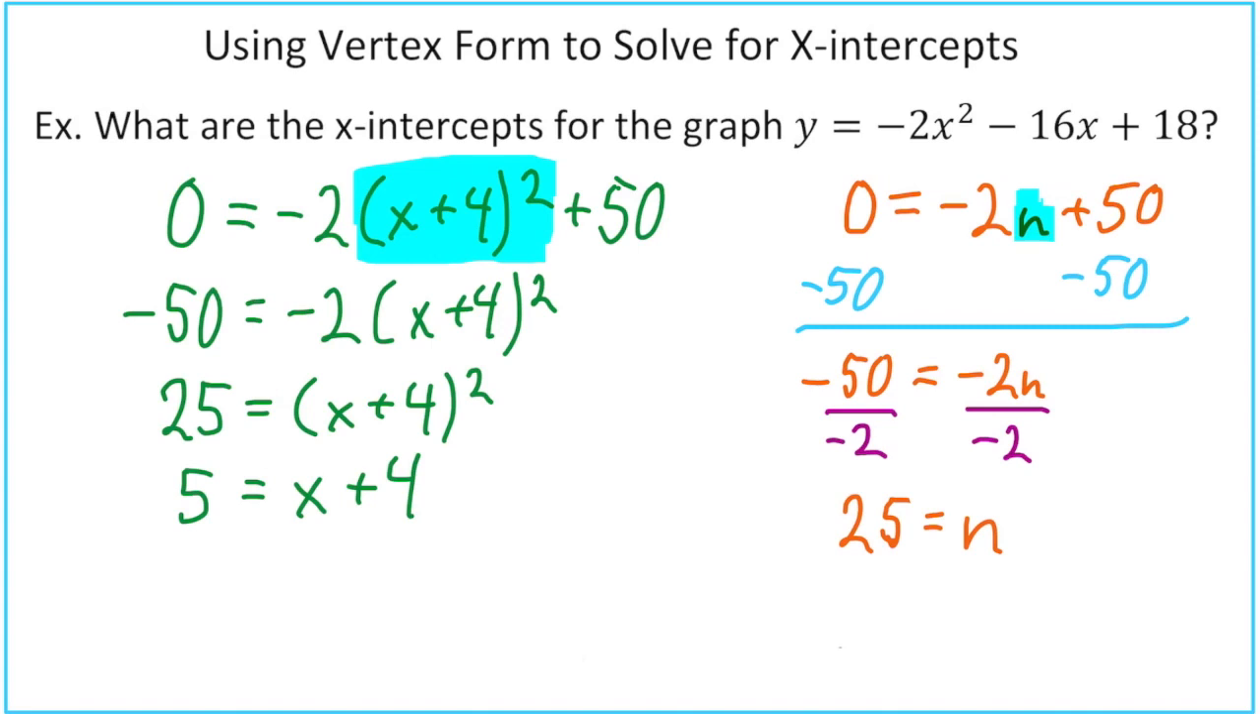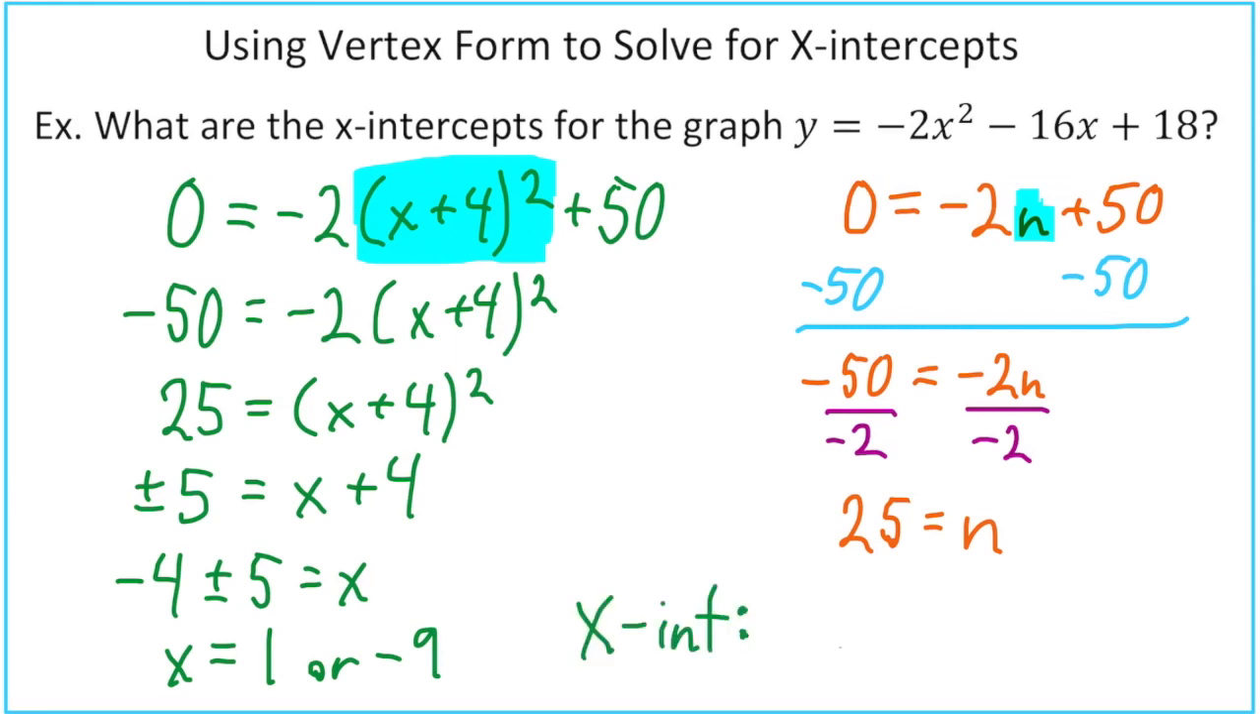The way we show this is with a plus minus sign. Now we want to get the x by itself. So I'm going to move the positive 4 to the other side and get negative 4 plus or minus 5. I'll turn that around into x equals. When I go negative 4 plus 5, I get 1. And when I go negative 4 minus 5, I get negative 9. Remember, originally they asked us, what are the x-intercepts? Probably the best way to answer that would be that the x-intercepts are (1, 0) and (negative 9, 0).